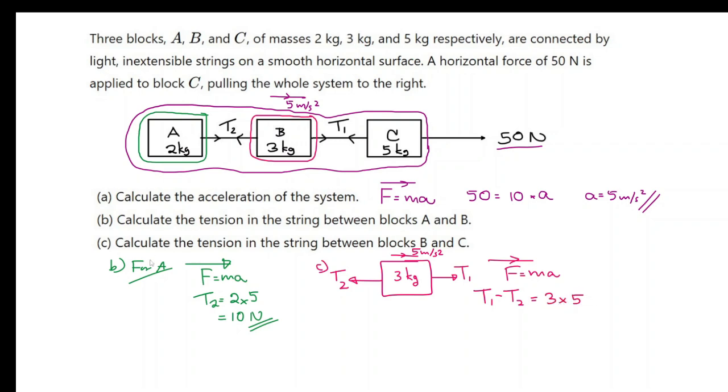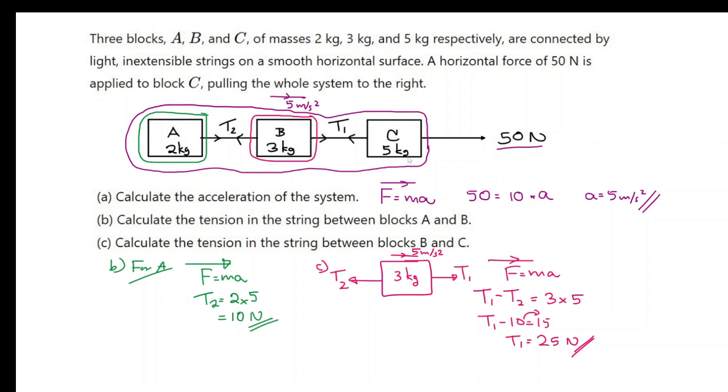Now, from the second part, we already know that T2 is 10 here. So I can substitute: T1 take away 10 is equal to 15. Move it to the other side. So we know the tension T1 here is 25 newtons. That's the answer for part C. Now, that's all you need to do here.